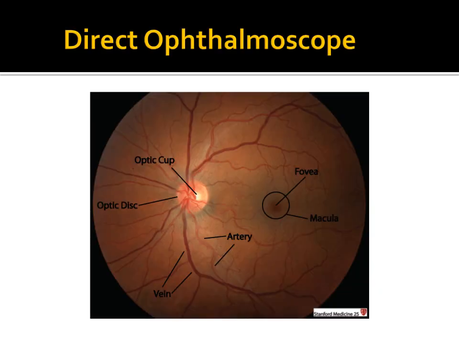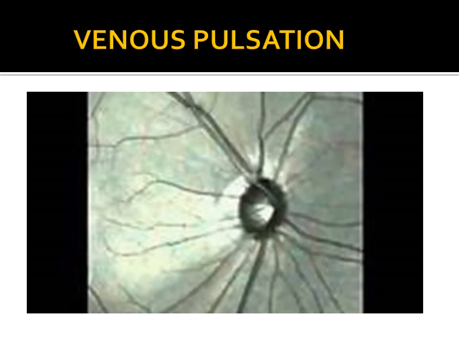Now see, this is the picture that describes the structures we should keep in mind while examining with the ophthalmoscope. That is the optic cup, the optic disc, disc margin, the veins, the artery, the macula and the fovea. I am trying to show the venous pulsation picture.